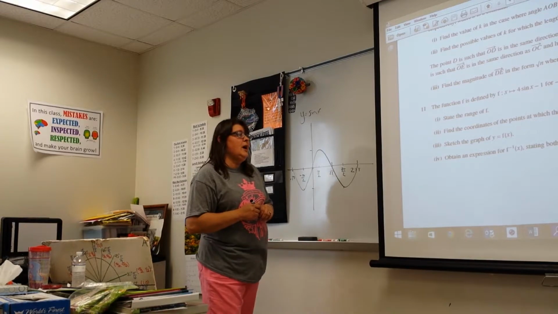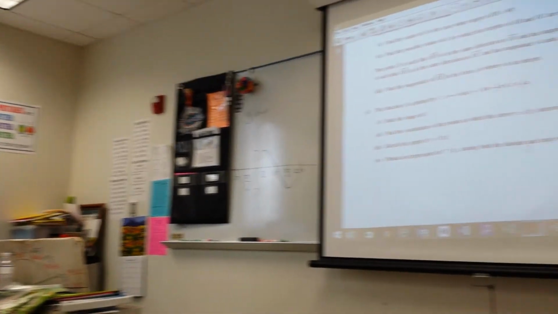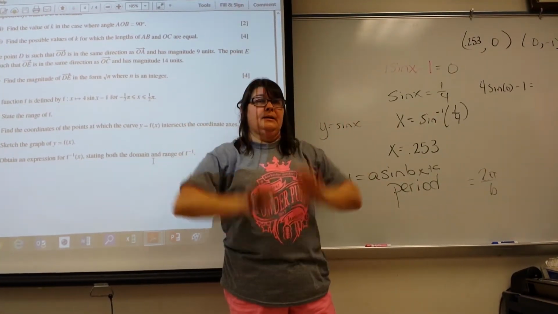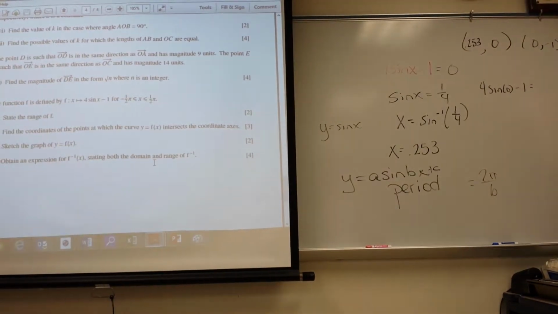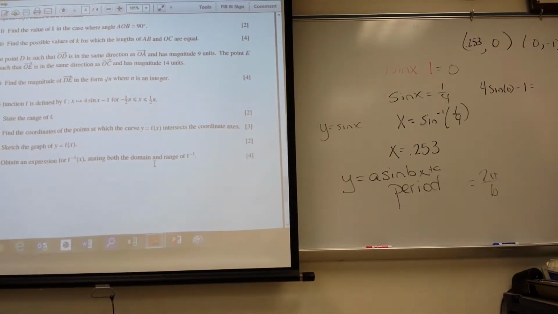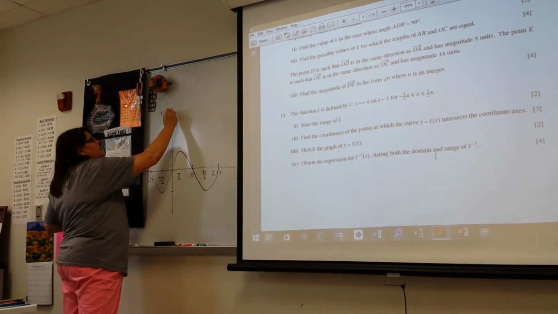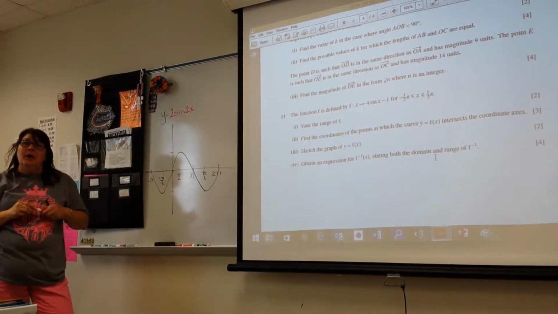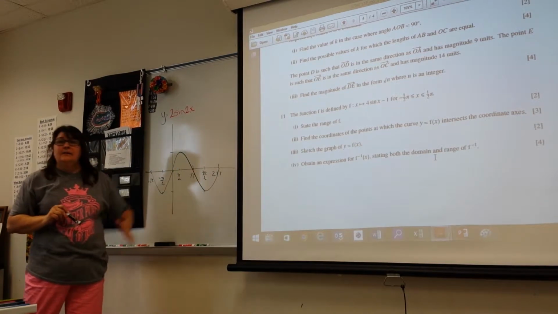Now the last thing is it could have a plus C, meaning you shift it up or down. Pick it up, put it down. So let's say I'm going to graph 2 sine of 2x. My normal sine wave is this one here in black.